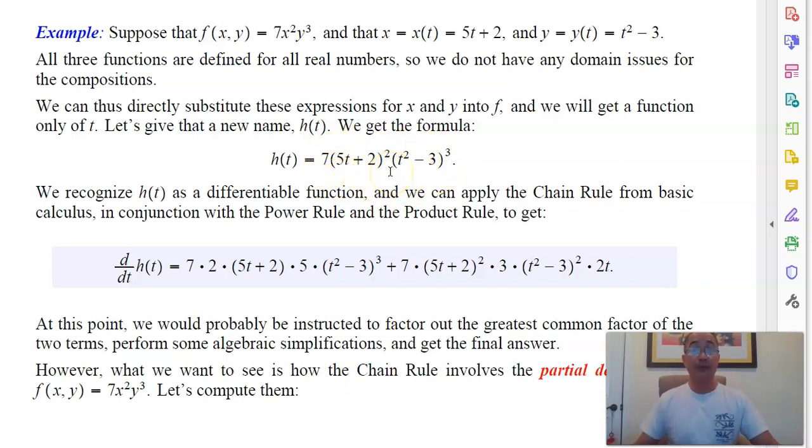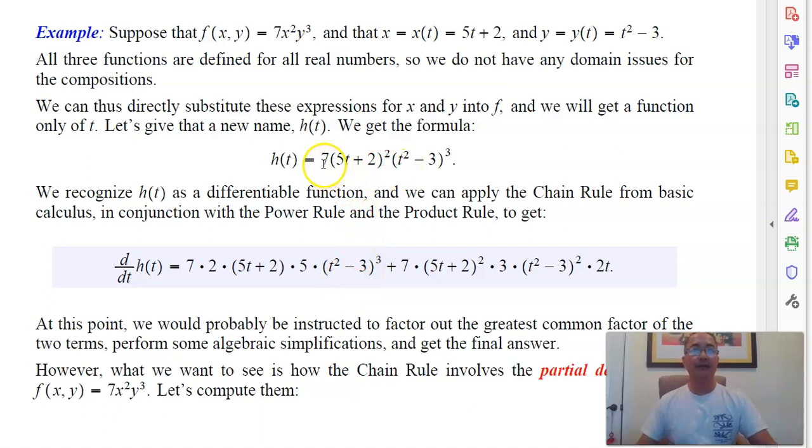Well, the product rule controls the process basically. So we have 7 constant, okay? Let's take the derivative of this first factor. So the 2 goes down. The 5t plus 2, the power drops down to 1. And then don't forget the chain rule says you have to go inside and take the derivative of 5t plus 2. That's your 5. Okay? Don't do anything with the other factor. Just write it down as a product. Okay. So that's the first term in the product rule.